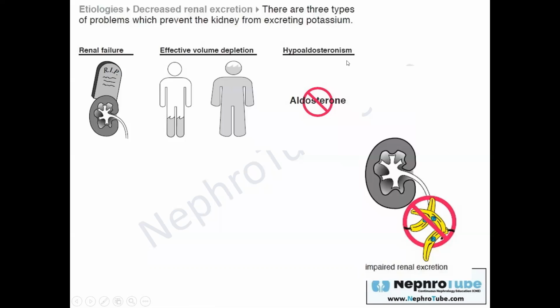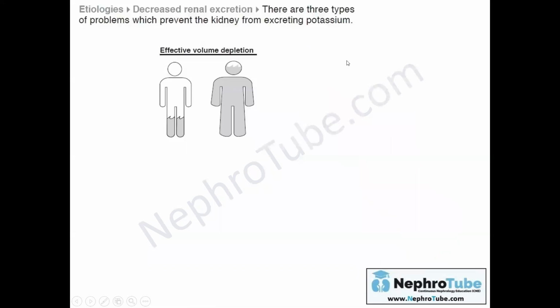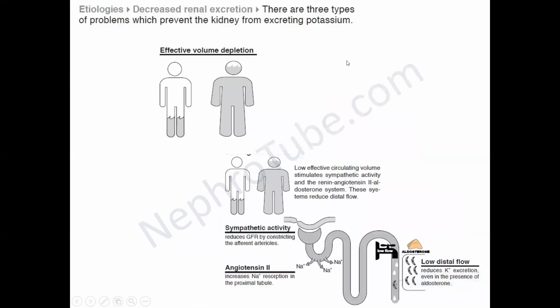We said before in the lecture of hypokalemia that hyperaldosteronism will cause hypokalemia, but here in hypoaldosteronism we will have hyperkalemia, as we will discuss. Regarding effective water depletion, when there is decreased blood flow to the kidney, there will be increased sympathetic nervous system activity. As we know, this is a stressful condition for the body, and the body will redistribute blood from less vital organs to the more vital organs. One of the less vital organs is the kidney.